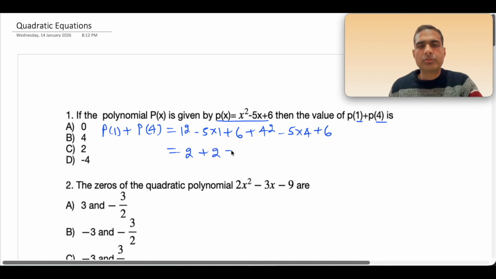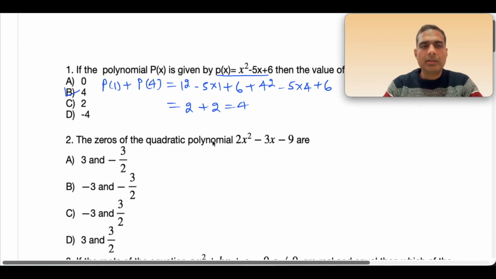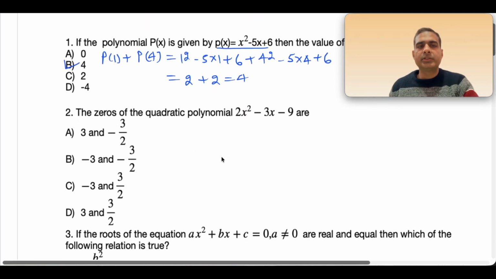So 2 plus 2 is 4. So the sum of the values of the polynomial at x is equal to 1 and x is equal to 4 is 4. So our option B will be our answer. So this was a simple application of finding out the values of the polynomial at given values of the variable. Okay, I hope this would be clear. Now let's move to the next question.